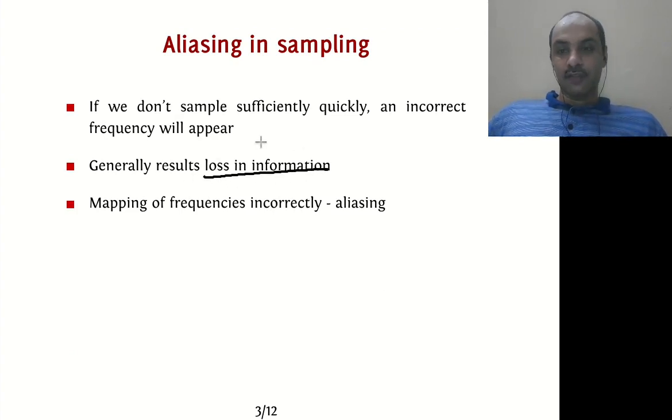So there is loss in information, and this loss in information cannot really be made up for. I mean, there's no real way to make up for it. So this is something you should bear in mind, but there are some exceptional situations where you can undo it, but you need some additional information. So in general, if you do not sample a signal at more than twice the maximum frequency present in it, you will encounter aliasing.